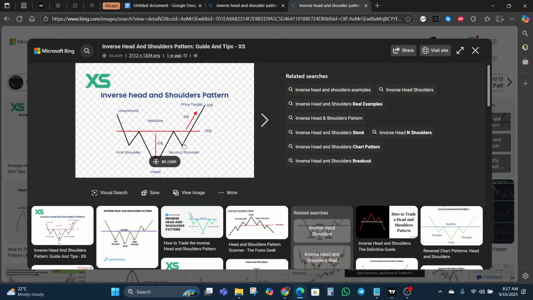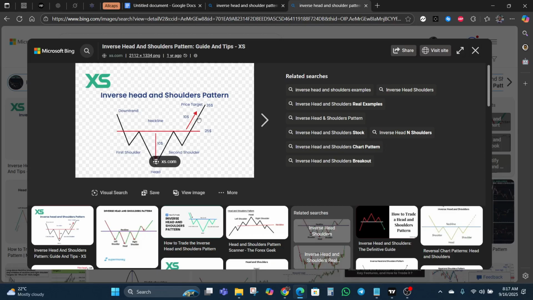So that creates the right shoulder. Across the top of these troughs is a resistance level we call the neckline. So when price breaks above this neckline, traders often interpret it as a sign that the downtrend may be coming to an end and a new upward move could begin.